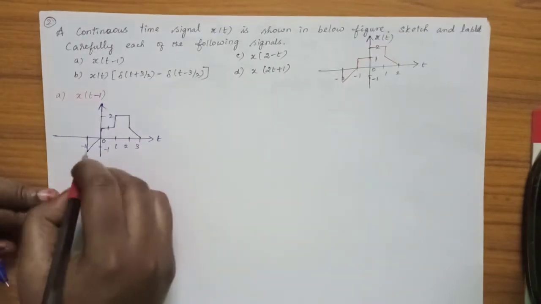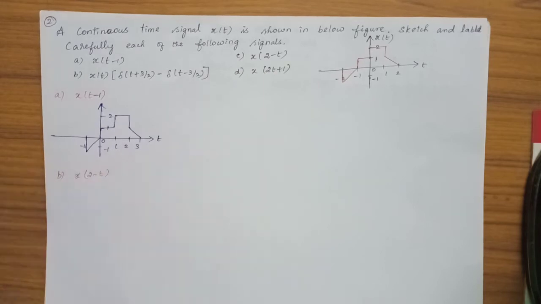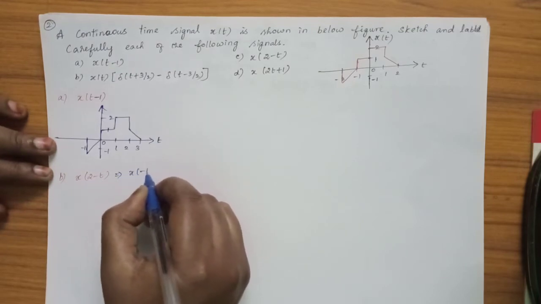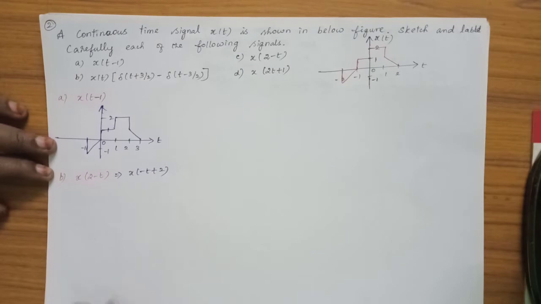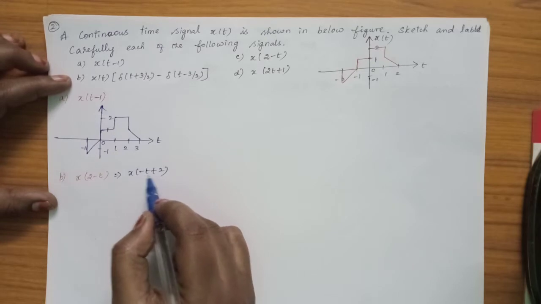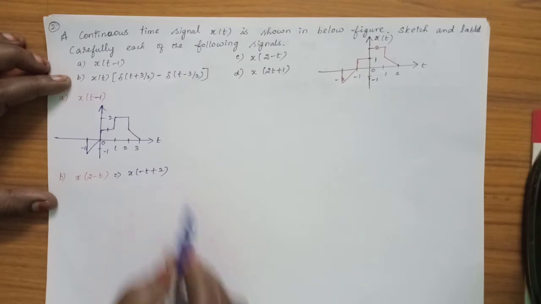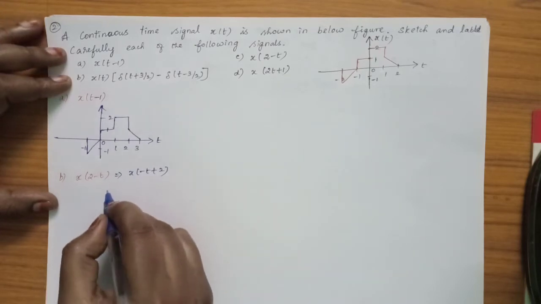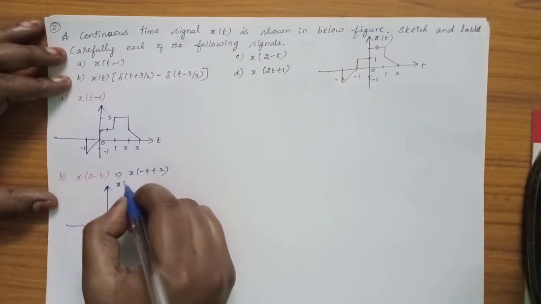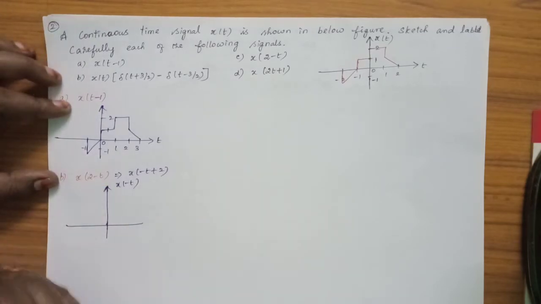Next we'll do x of 2 minus t. So x of 2 minus t we can rewrite as x of minus t plus 2. So in this case we have to perform time reversal as well as time shifting. As per the priority, we should do time reversal first and then time shifting. So first I am going to plot x of minus t. So x of minus t we get by flipping the signal about the y axis.